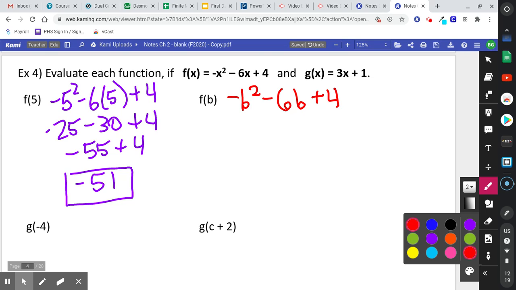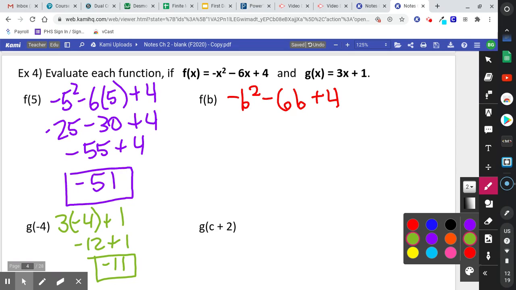So then notice the next one, g of -4. You're plugging into a different equation. You're plugging into the g equation this time. So it says 3 times the number plus 1. That's -12 plus 1. That's -11. g of -4 is -11.